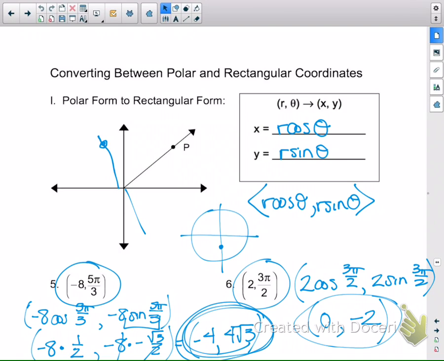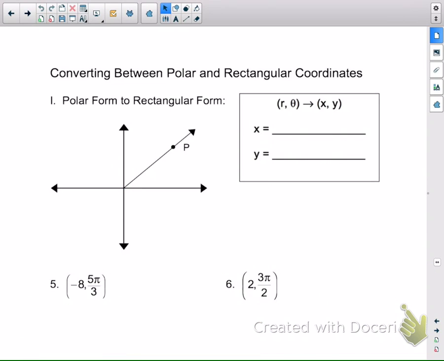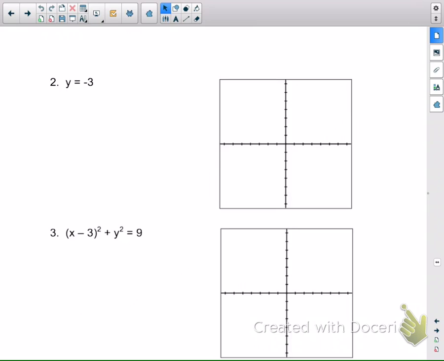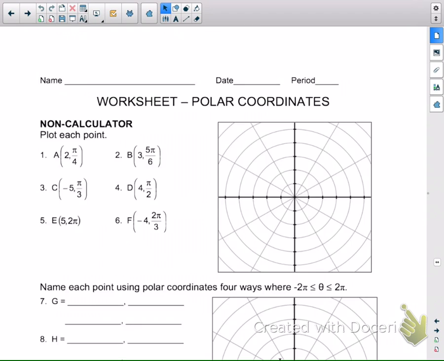Everyone find the page that says polar coordinates worksheet. I'm excited. We are going to do that page 1 through 16. We will come back next class and tackle the rest of it.